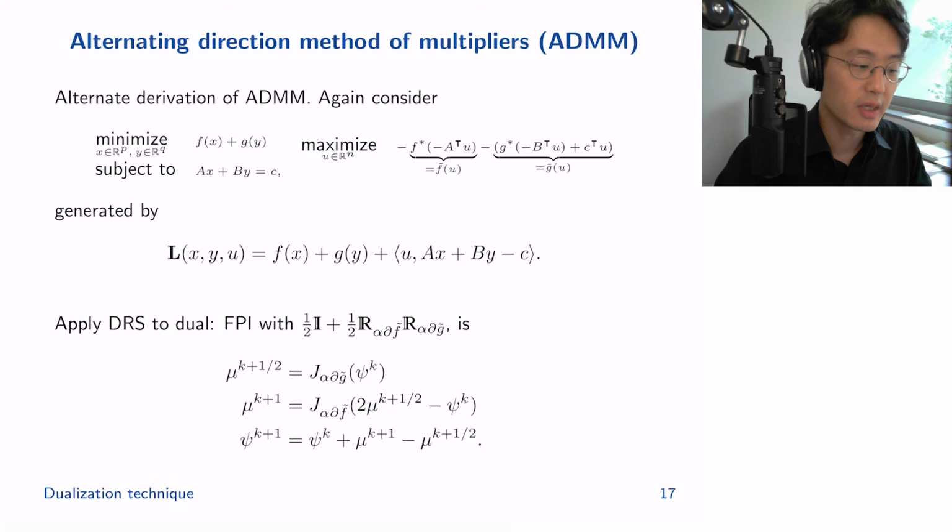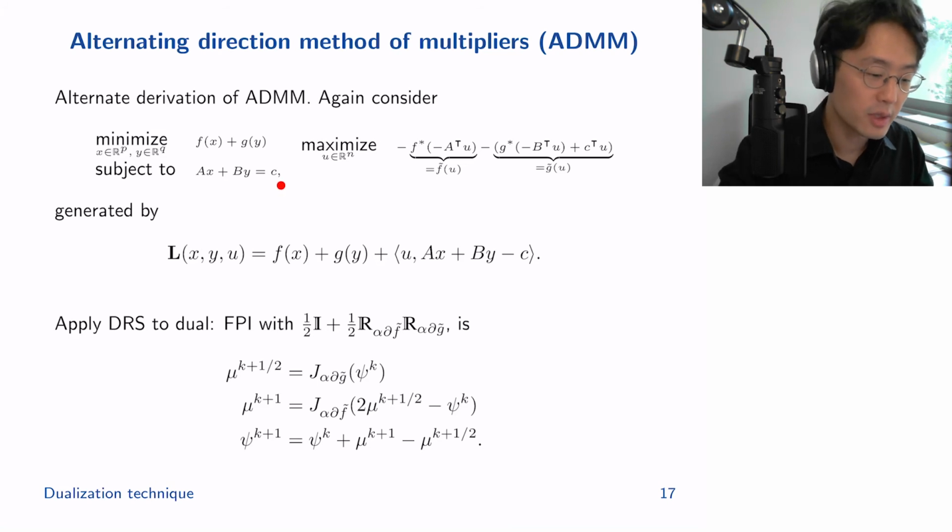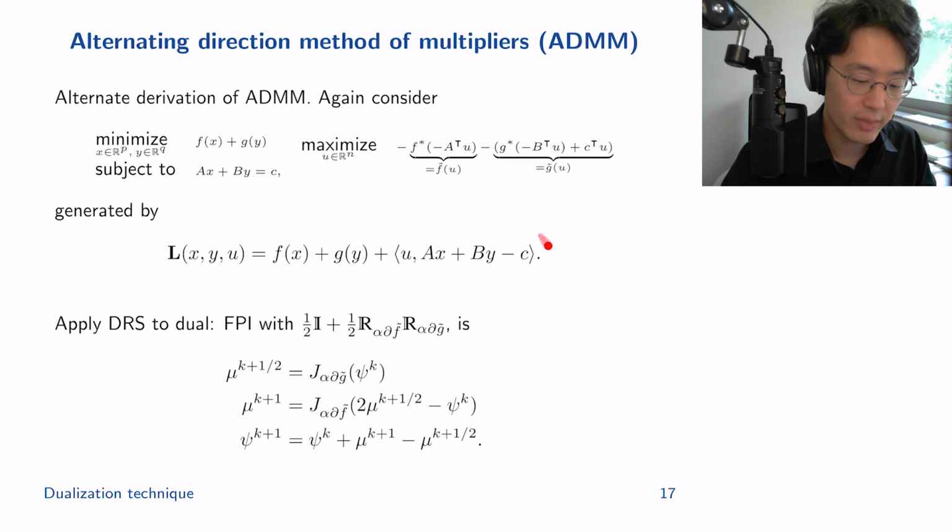Let's use the dualization technique to obtain an alternate derivation of ADMM. Again, let's consider this primal dual problem pair. But now in this setup, we'll refer to this dual function, f star composed with minus A transpose, as f tilde, and then we'll refer to this function as g tilde. This primal dual problem pair is generated by exactly the same Lagrangian, and what we will do is consider this dual problem, define this as f tilde, define this as g tilde, and then apply the FPI with DRS, where we apply the proximal operator with respect to g tilde first.